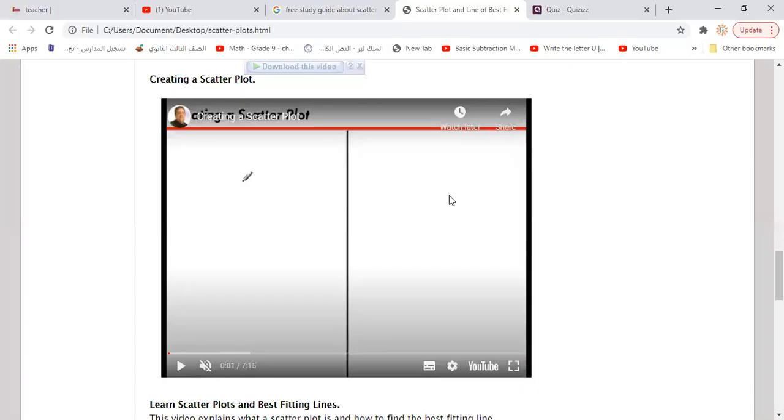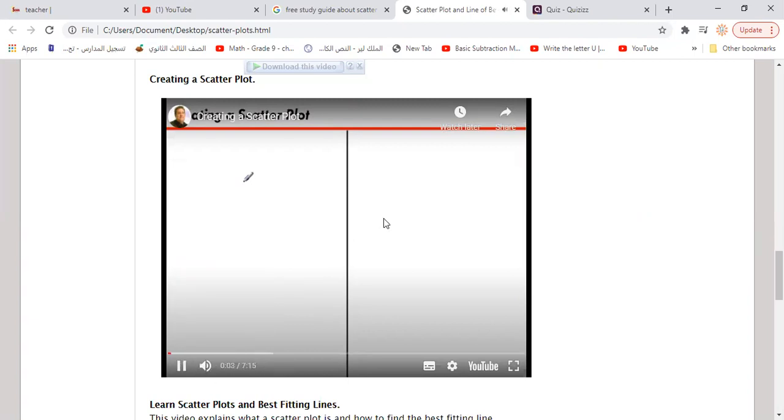Plot the points. We have to choose the scale, right? So the scale depends on the data which we have in the table. So it will give us a set of data for x values and y values. And next we have to create a scatter plot. So let's watch this example.